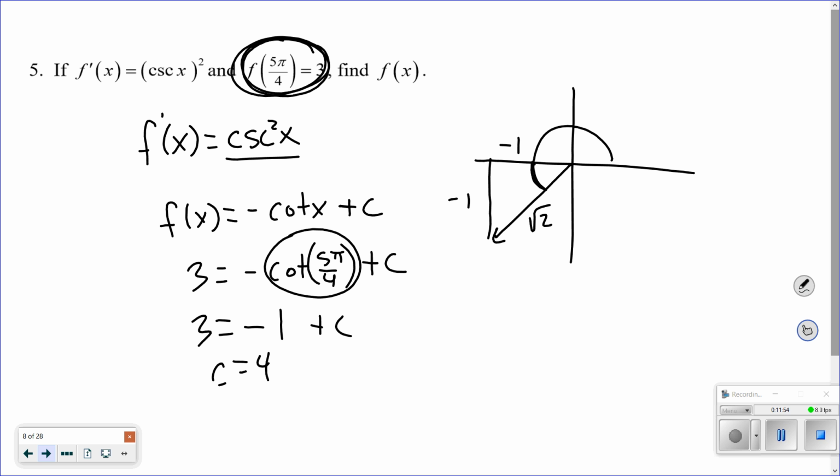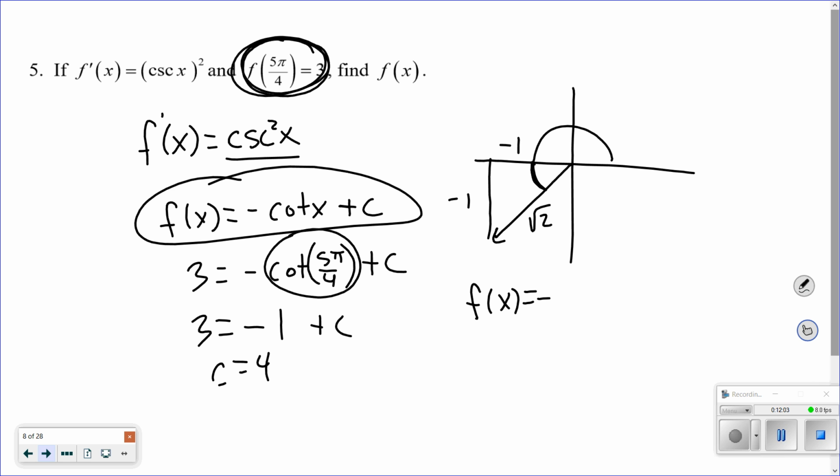So c is equal to 4. So my actual function, right? This was my function, except I didn't know what c was. So my answer is f of x is going to equal a negative cotangent of x. Sorry, I hit a dead spot there. Negative cotangent of x plus 4. And we got it there. So just like before, if you have an initial condition, make sure you go back and solve for c.